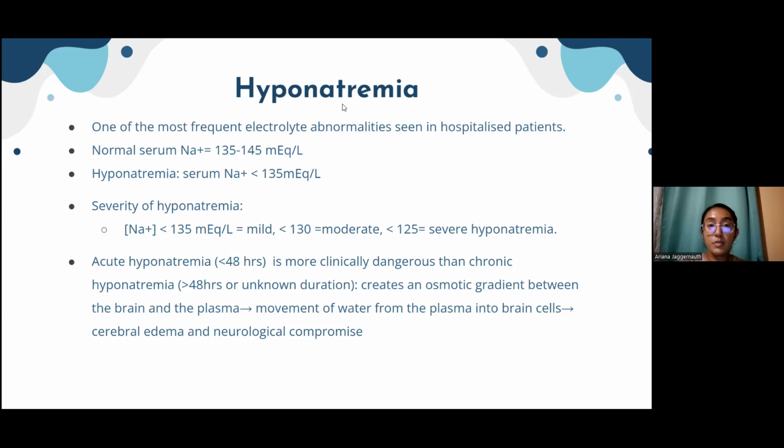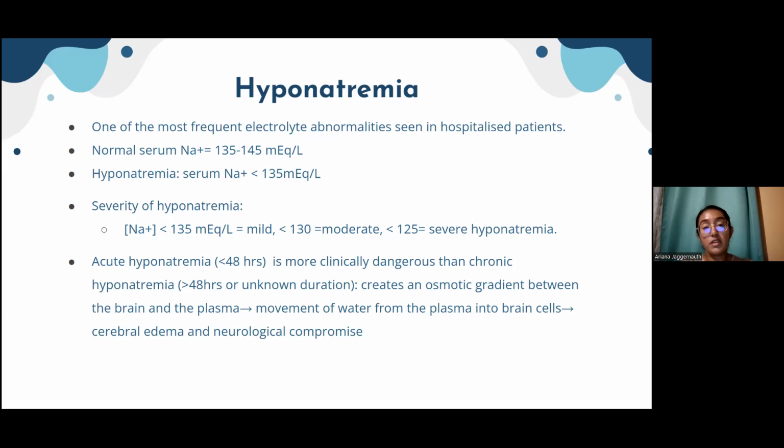Hyponatremia is one of the most frequent electrolyte abnormalities seen in hospitalized patients. Normal serum sodium is defined between 135 to 145 milliequivalents per liter, with hyponatremia being defined as a serum sodium less than 135 milliequivalents per liter. The severity of hyponatremia can be subclassified into mild, moderate, and severe, with mild being defined as less than 135, moderate being defined as less than 130, and severe being defined as less than 125.